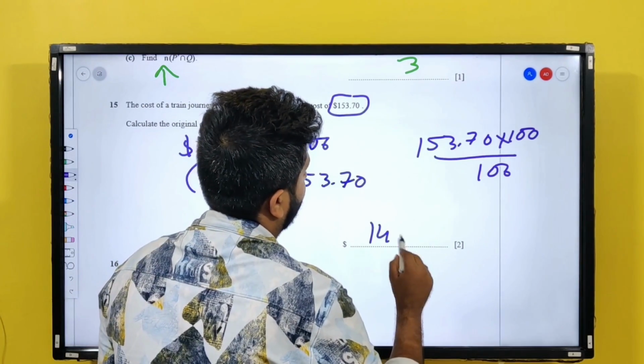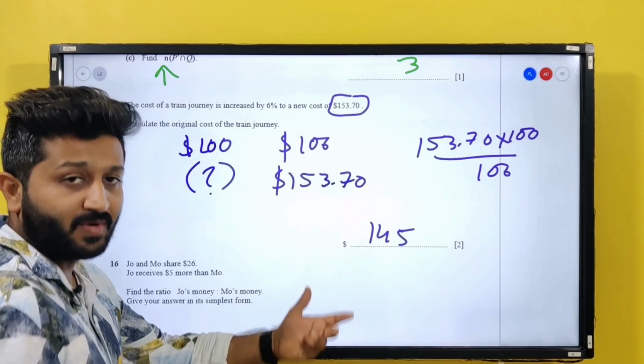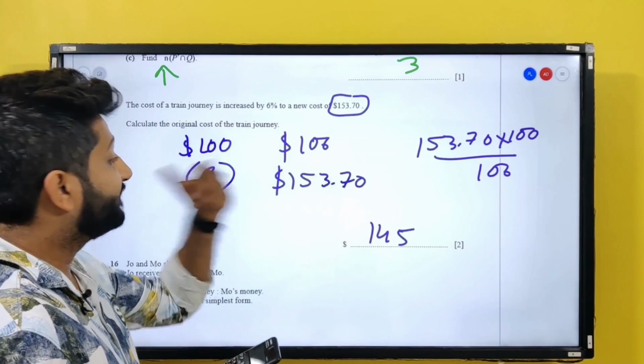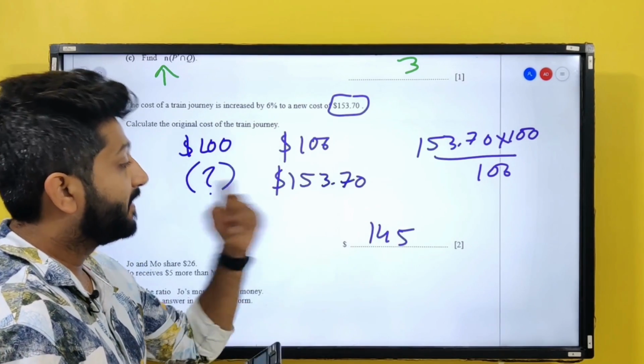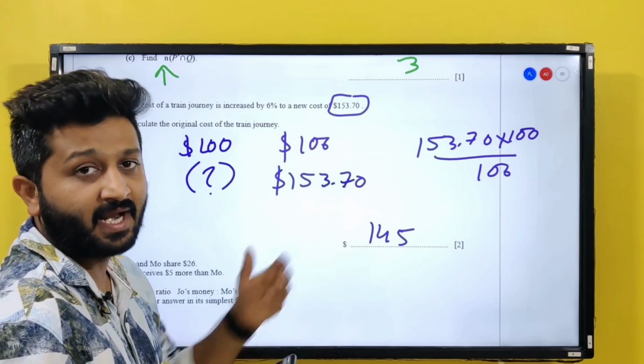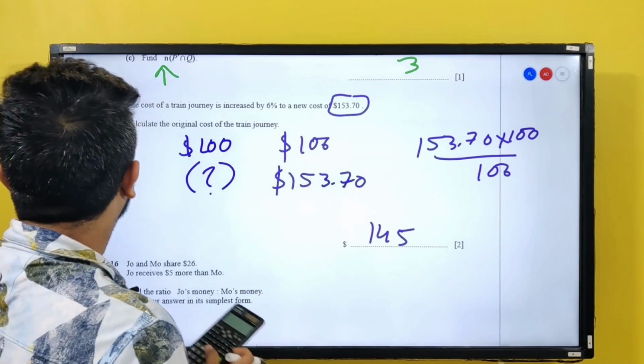So 153.70 into 100 divided by 106 gives $145. You should always verify your answer. Increase 145 by 6% and add it with 145. You should get 153.70.